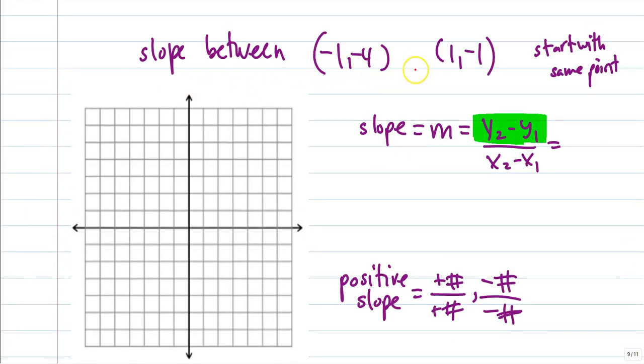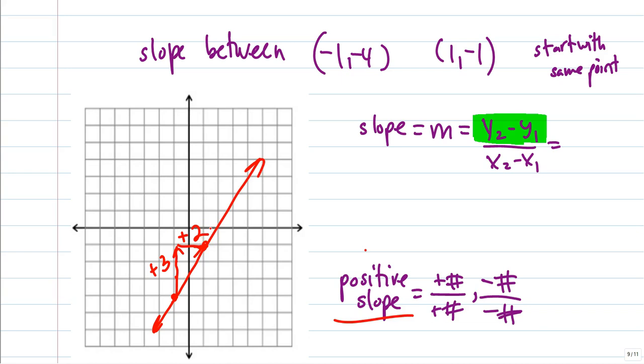Slope between negative 1, negative 4, and 1, negative 1. Okay? Negative 1, negative 4 would be 1 to the left and 4 down. 1, negative 1 would be 1 to the right and 1 down. What is the slope between these 2 points? I'm going to guess visually that this slope is going to be a positive slope. I'm going to count change in y over change in x. I went up 3 jumps. I went right 2 jumps.